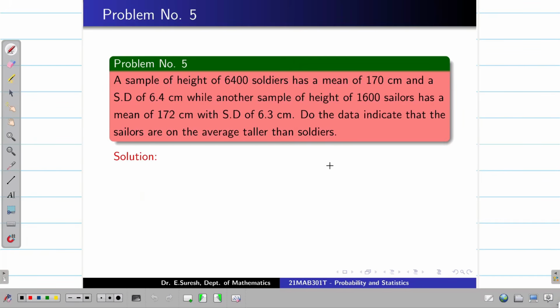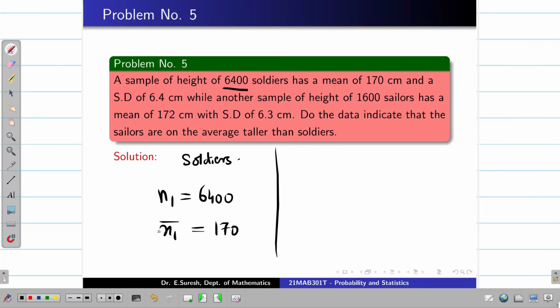Next, let us do the next problem. A sample of heights of 6,400 soldiers. So my N1 is 6,400, dealing with soldiers with a mean of 170.